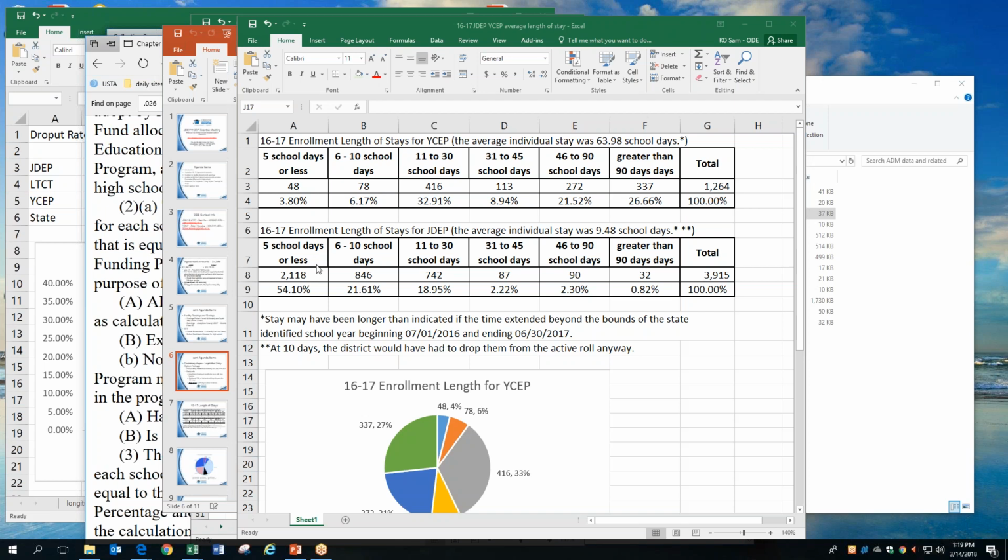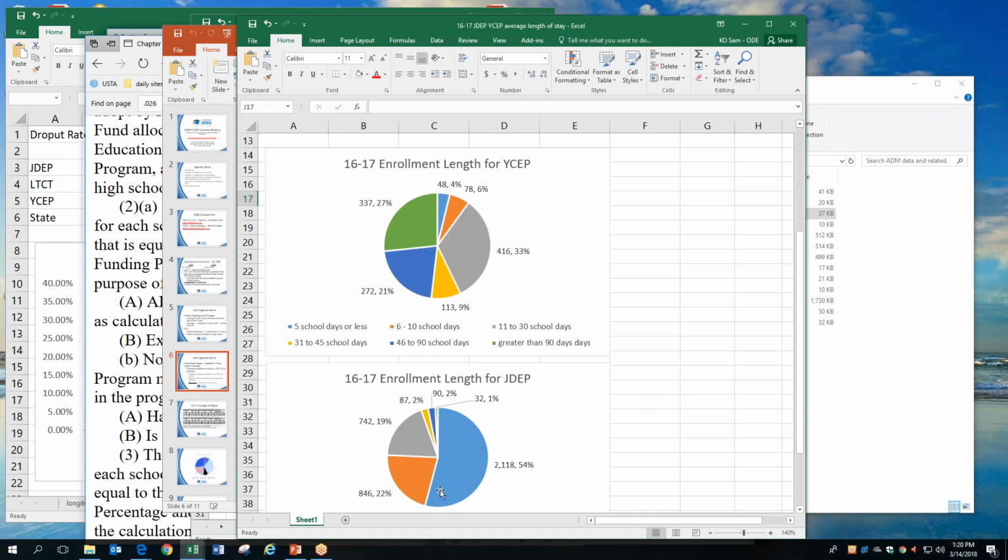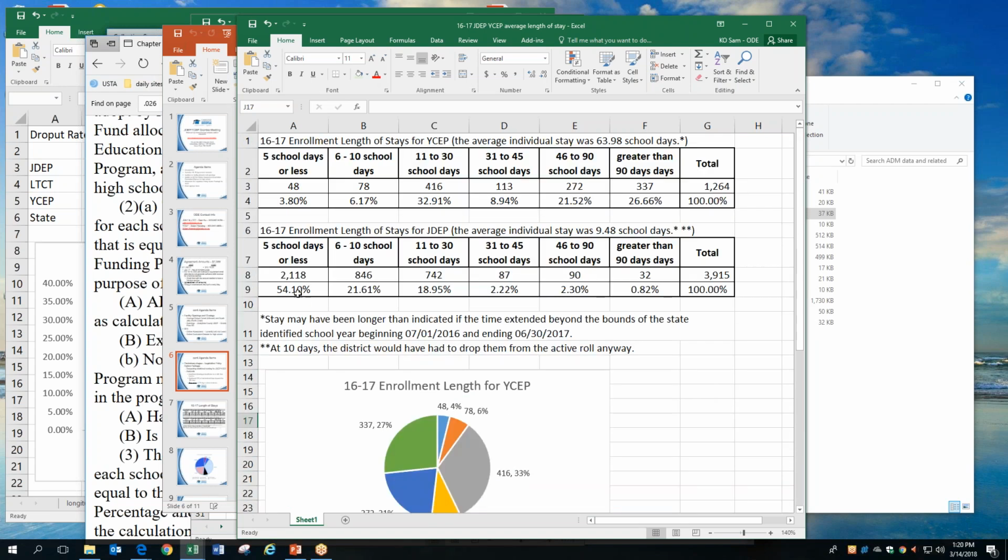For JDEP, our data is reversed. Here's YCEP, so these two are roughly 10% for the length of stay, but for JDEP, it's roughly 75%, the orange and the blue, where 75% of our stays are for 10 days or less. We had 2,118 instances of 5 school days or less, and 846 instances of 10 school days or less. And of course, I'm pretty sure the 32 instances are Measure 11, and the 30 to 45, it could be extended detention or the YCC kids.